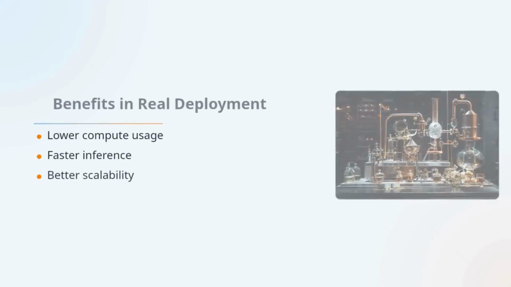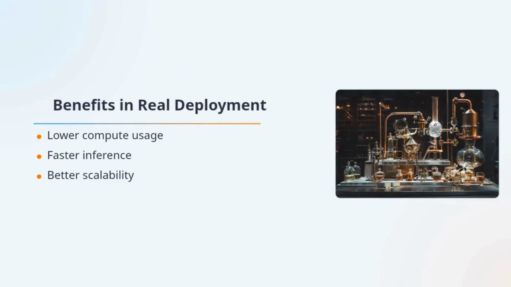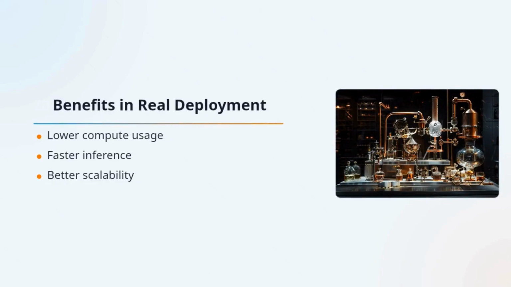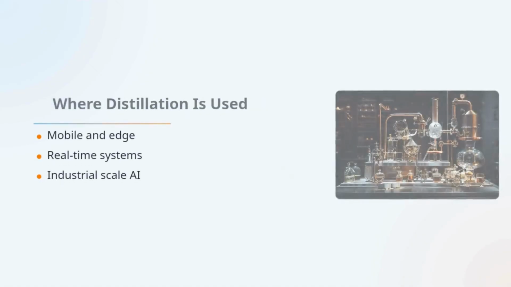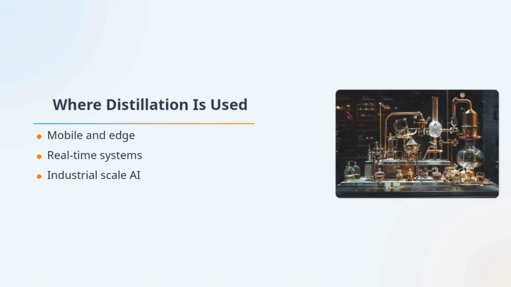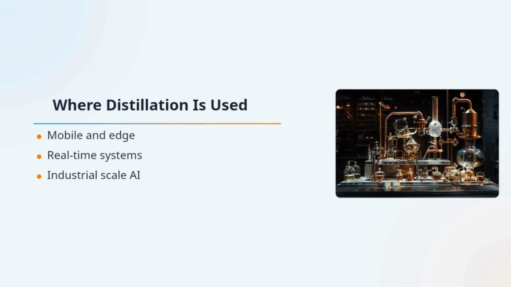The biggest benefits of model distillation show up during deployment. Distilled models use less compute, consume less power, and respond faster. That makes them highly suitable for production systems where cost, latency, and scale matter a lot. Model distillation is especially useful in mobile and edge computing where hardware resources are limited. It also fits real-time systems like autonomous or interactive applications where speed is critical. And in large-scale industrial settings, it helps reduce operational cost without losing too much performance.